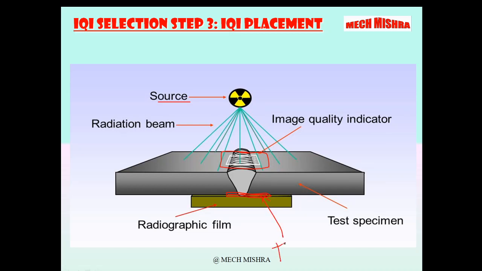So I have two options, source side or film side. Here you can understand how this is one side, this is the other side. This is the test specimen being radiographed. This is the welding which we are radiographing.